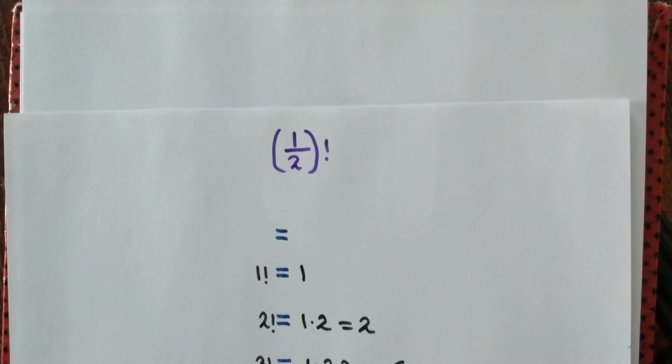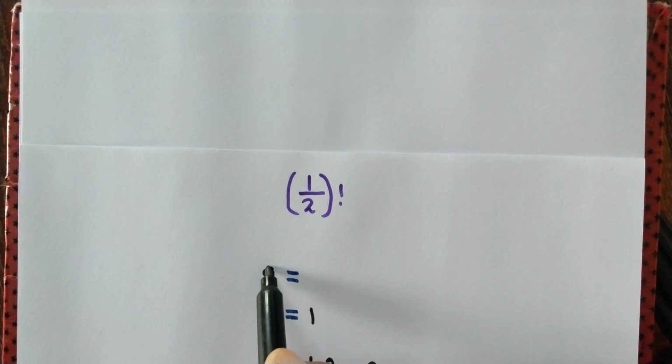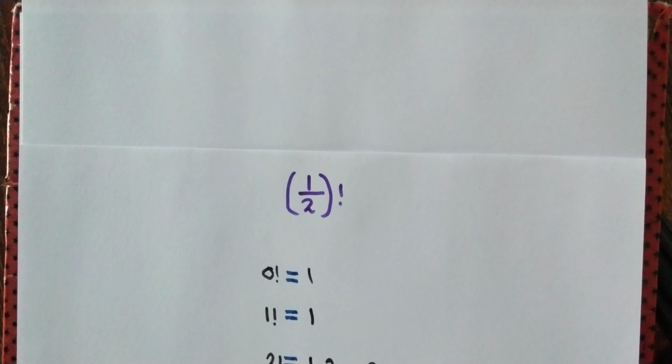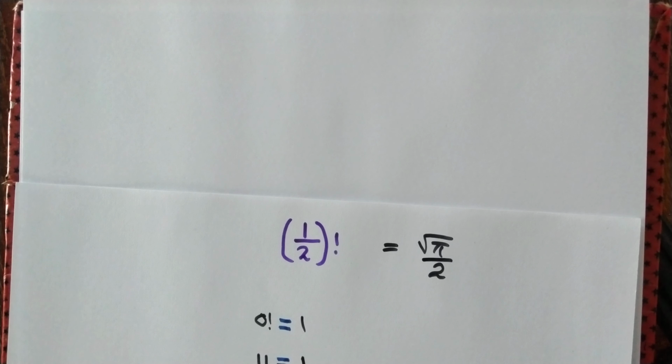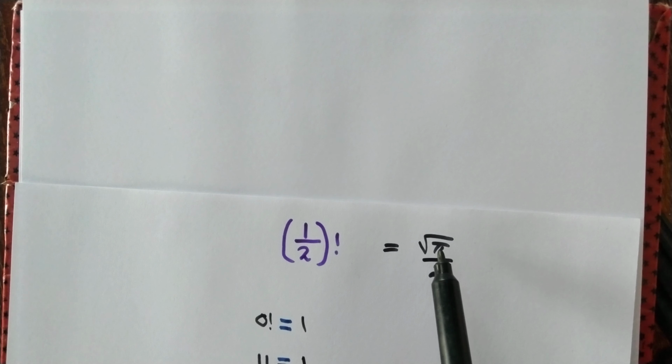Further, we have a convention that factorial 0 equals 1. That makes our work easier. But how about factorial half? A mathematician has somehow defined factorial half, and it turns out to be root pi by 2.